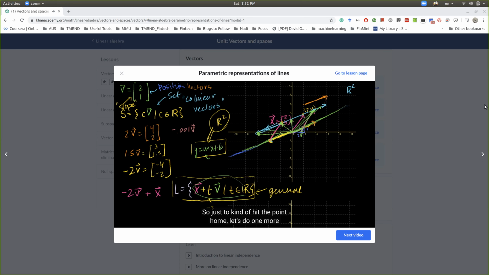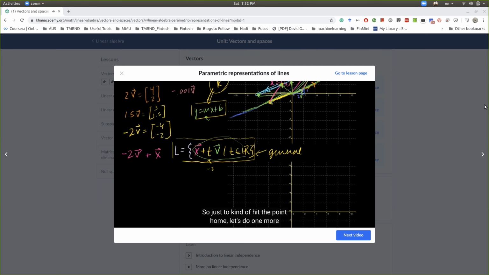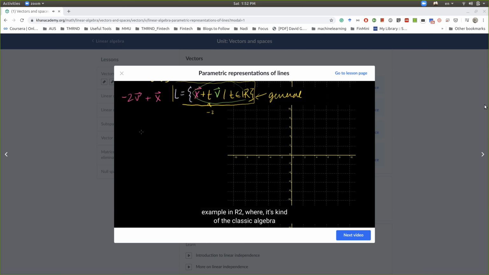So just to kind of hit the point home, let's do one more example in R2, where it's the classic algebra problem where you need to find the equation for the line, but here we're going to call it the set definition for the line. Let's say we have 2 vectors. Let's say we have the vector A, which I'll define as 2, 1. So if I were to draw it in standard form, it's 2, 1. That's my vector A right there.